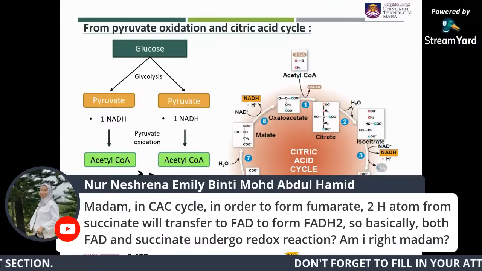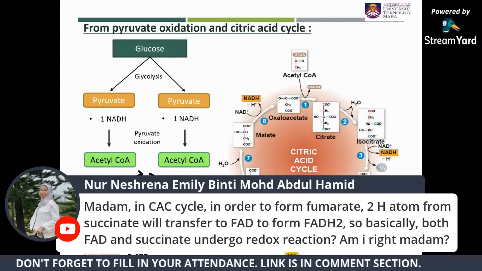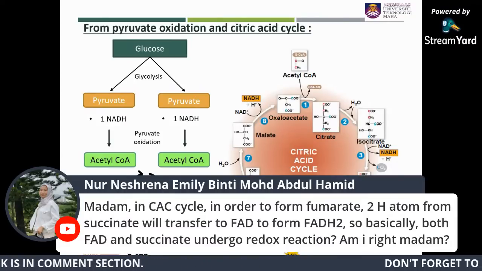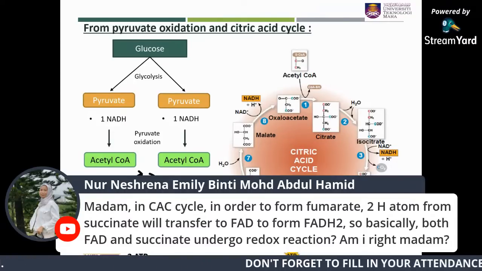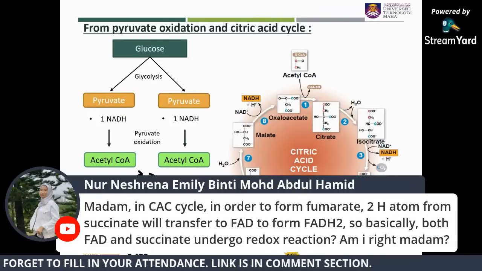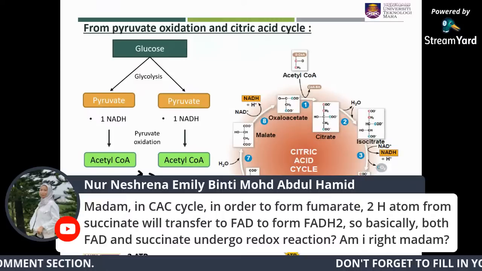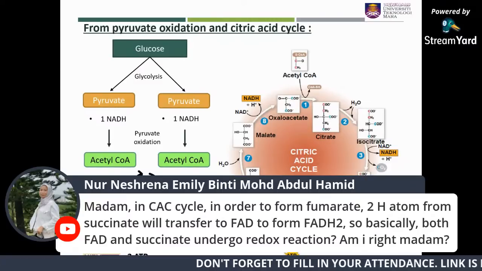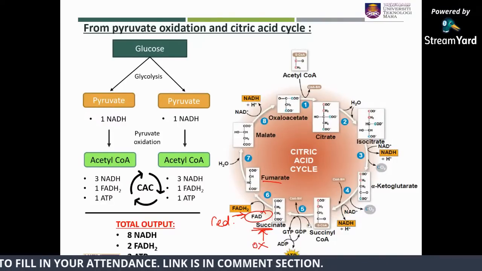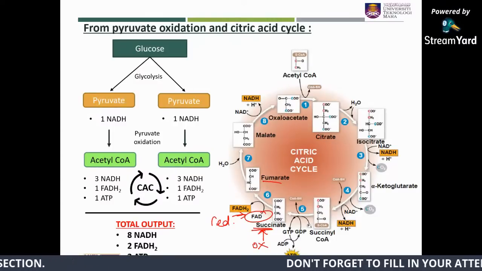Betul. Succinate will donate the electron as well as hydrogen. So dia akan undergo oxidation. This one undergo oxidation. This one undergo reduction. Betul lah, dia adalah redox reaction. Even though it is a redox reaction, you need to identify which one undergo oxidation and which one undergo reduction. Alright.